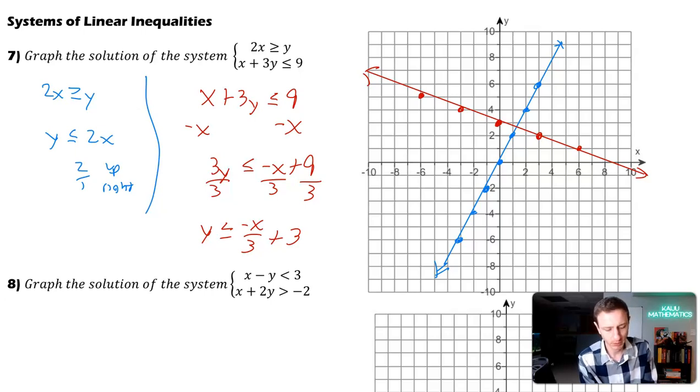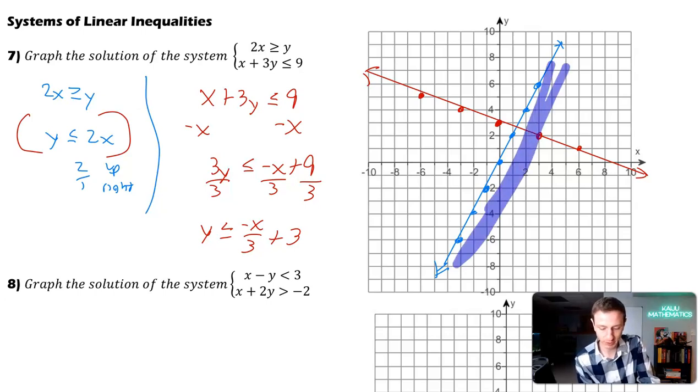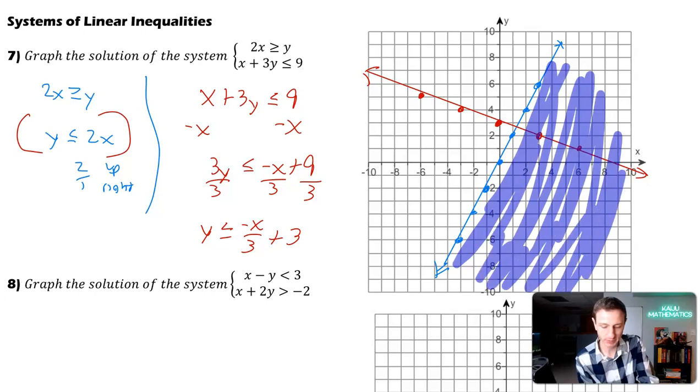The first inequality was y is less than or equal to 2x. That is my blue line. I want all the values less than. And again, if you want to use a test point, you can. The test point we could use is, say, 1, 0. If I plug in 1, 0, that gives us back a true statement. So I'm highlighting this side. If I'm just looking at that blue inequality, that would be everything here.